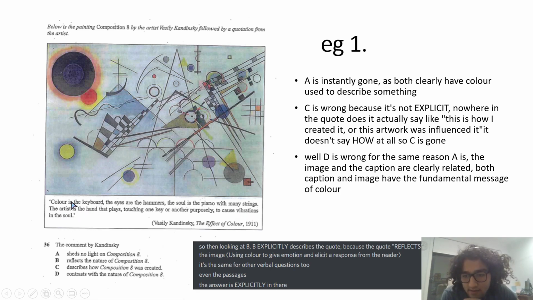So now what I think this means is that the artist is playing the keyboard, which is color. So the artist uses colors, and using colors, they cause vibrations in the soul. What causes vibrations? The hammers, right? So the audience, they have eyes, which are the hammers, right?